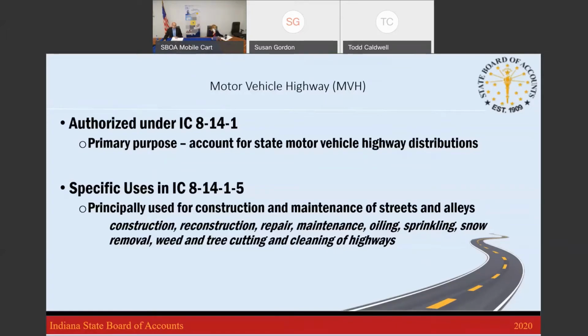weed control along roadways that can come out of MVH, tree trimming for road safety. So if you've got a tree that has a big overhang over a street and there's concern that if the tree were to fall, it could hit a car or a person down there, you can trim trees for road safety purposes, and just general road cleaning.